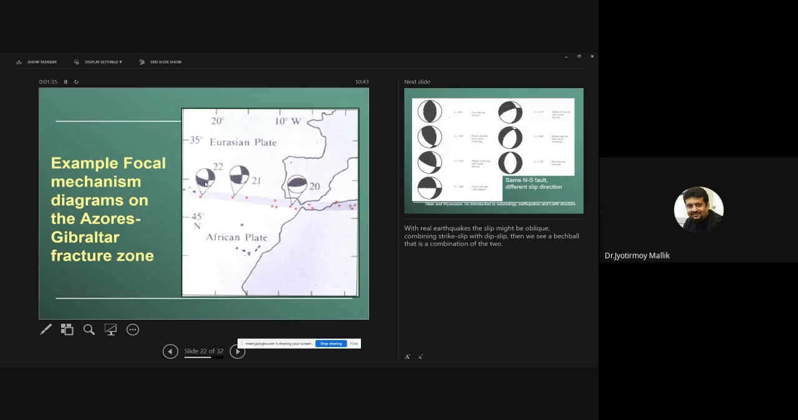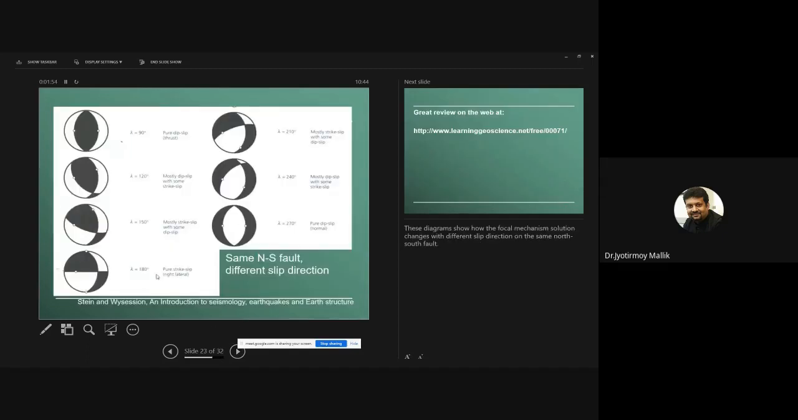Oblique slip means a mix of thrust and strike slip, or it can also be a mix of normal and strike slip. We will discuss them after your structural geology class. For the time being, don't be too bothered about them. Now here they are pretty clear. These are all thrust faults. Actually, you can see pure dip slip fault thrusting. So it's pure dip slip fault normal. Okay, and they are all oblique slip.